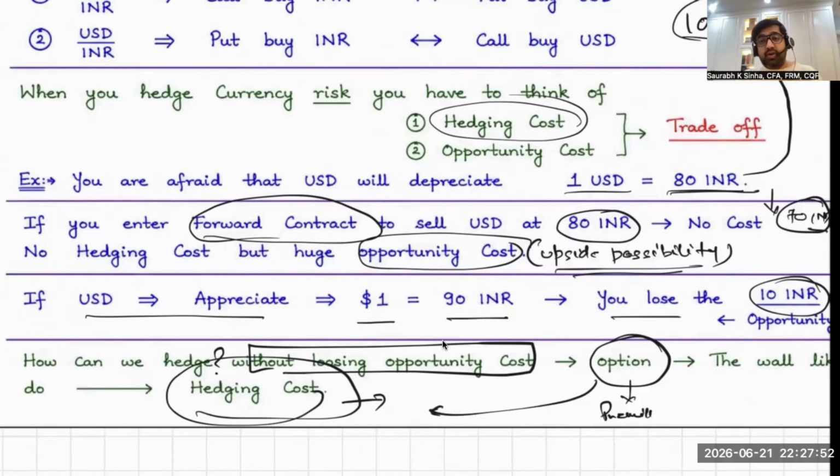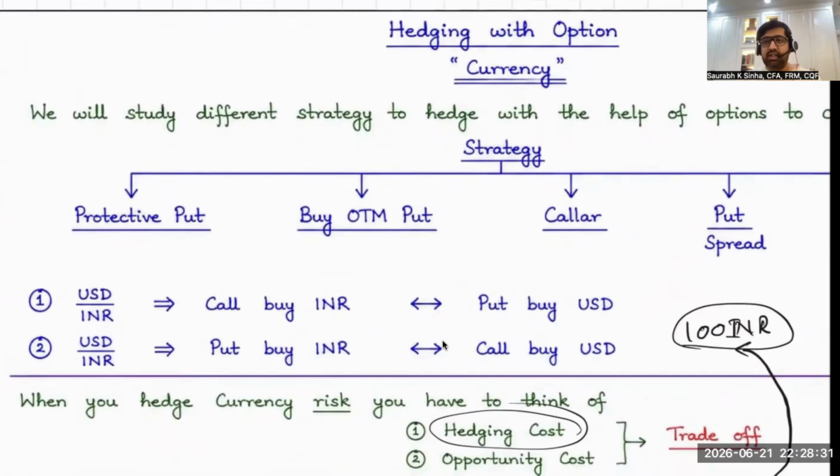So what we are saying is that if you enter into a forward contract, there is no hedging cost, but there is a lot of opportunity cost because you have an obligation to buy or sell. So you lose what? The potential upside or potential profit. But if you want to enjoy the upside potential, you can enter into an option contract. But as you enter into an option contract, there is a hedging cost. Now, in the option contract, how you can play with this hedging cost, which is associated to premium, that is the whole game that you have to understand in this lecture.